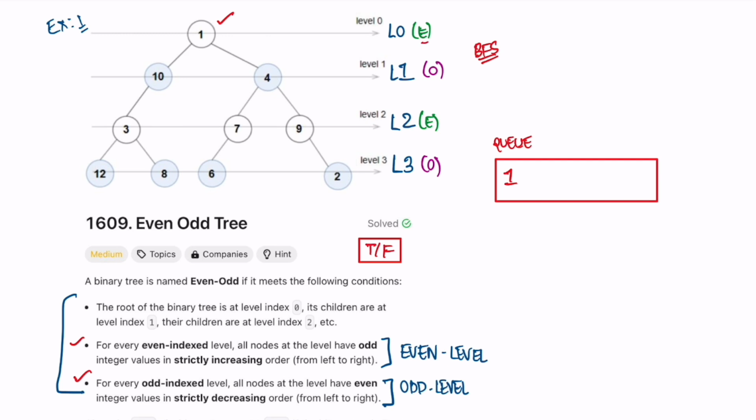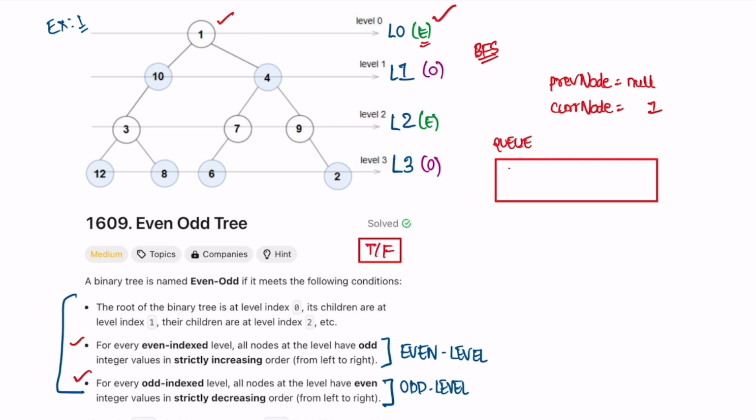Now we are at an even level. We have to check if the values present at an even level are odd in nature and are strictly increasing. So keep track of a previous tree node, which is initially null, and keep track of the current node which we retrieve from the queue. So the current node is 1. Remove it from the queue and we have to process it. We check if it is odd. Yes, it is odd. And check if it has any other nodes in the current level. No, there is no other node. So this condition is satisfied for level 0.